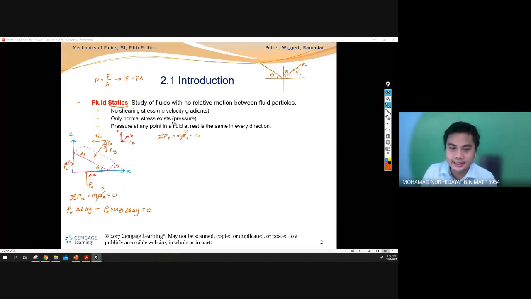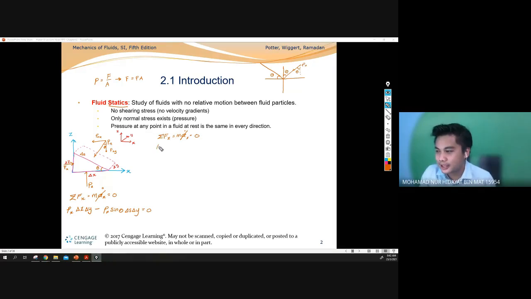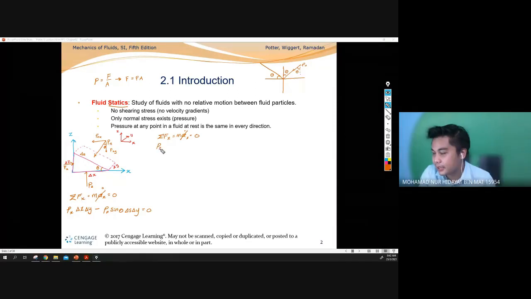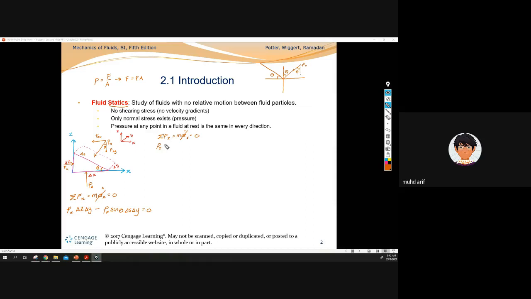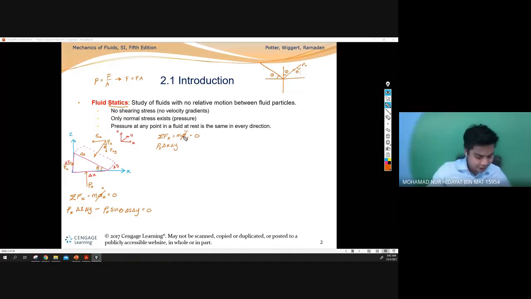What is the force acting in the Z direction? PZ. Okay, PZ is positive or negative? Positive. PZ multiplied with area because this is the force. What is the area perpendicular to the PZ? Delta X times delta Y. Okay, good. Okay, another force?